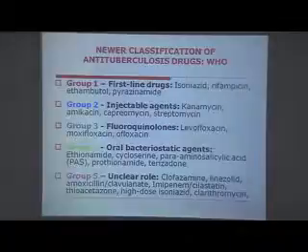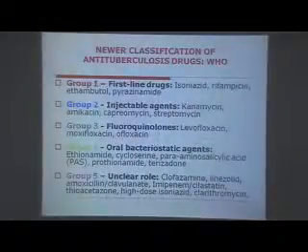We have studied the classification of anti-TB drugs. Previously, there was a classification called primary drugs and second line drugs, first line drugs and second line drugs. The previous first line drugs were streptomycin, isoniazid, rifampicin, ethambutol and pyrazinamide. These 5 drugs were called first line drugs, and all the other drugs were called second line drugs, but that classification is no longer used.